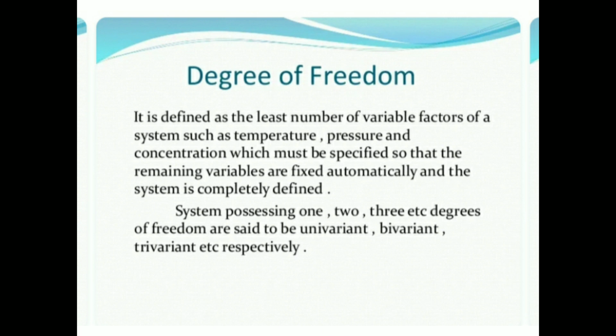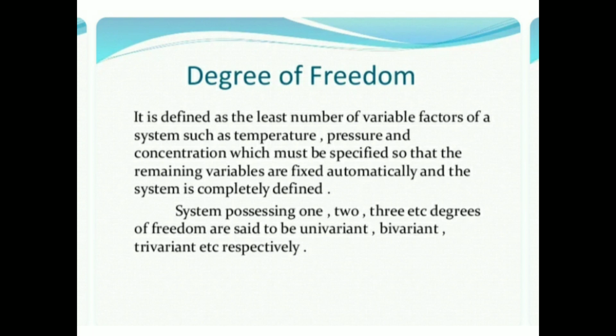Next, degree of freedom, that is denoted as F. Degree of freedom is defined as the minimum number of independent variable factors such as temperature, pressure, and concentration, which must be fixed in order to define a system completely. Again, we take ice in equilibrium with water and vapor. These three phases will be in equilibrium only at a particular temperature and pressure. Hence, this system does not have any degree of freedom, so it is non-variant or zero variant.